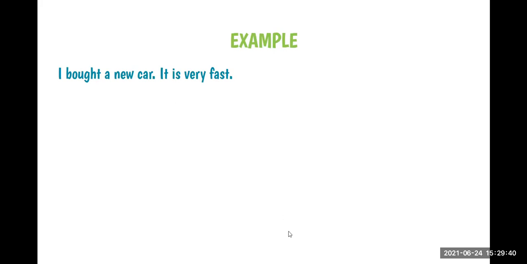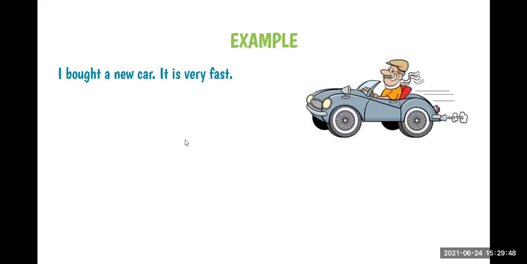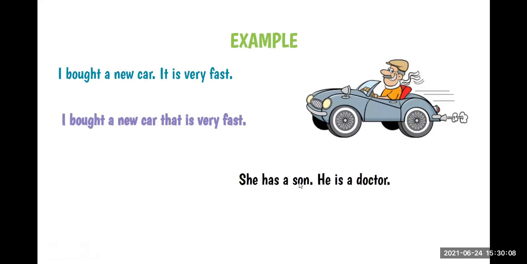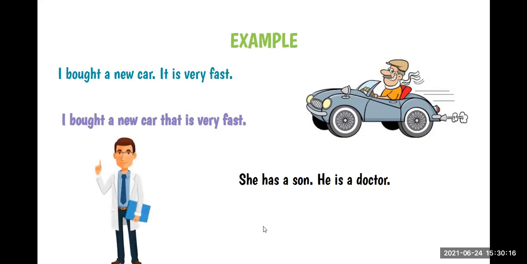¿Cómo podría hacerlo? ¿Cuál es el relative pronoun que yo podría utilizar para unir estas dos oraciones? What do you think? I bought a new car that is very fast. Very good. That is very fast, or which is very fast, because we can use which or that for objects, right? And here we have another sentence. She has a son. He is a doctor. ¿Qué podría decir acá? ¿Cómo puedo unir estas dos oraciones? ¿Y qué relative pronoun podría utilizar usted? Who? Who is a doctor, right? She has a son who is a doctor.